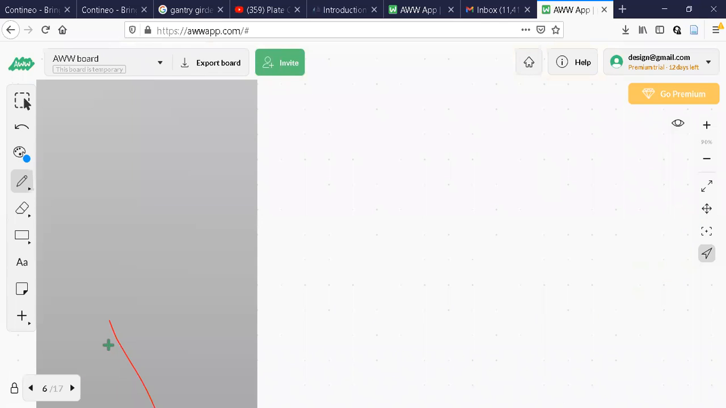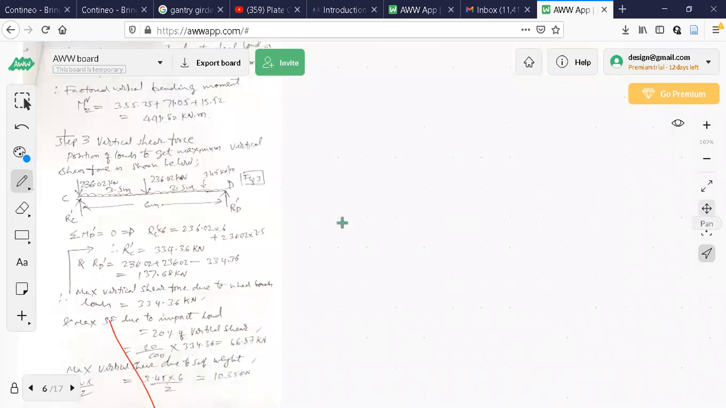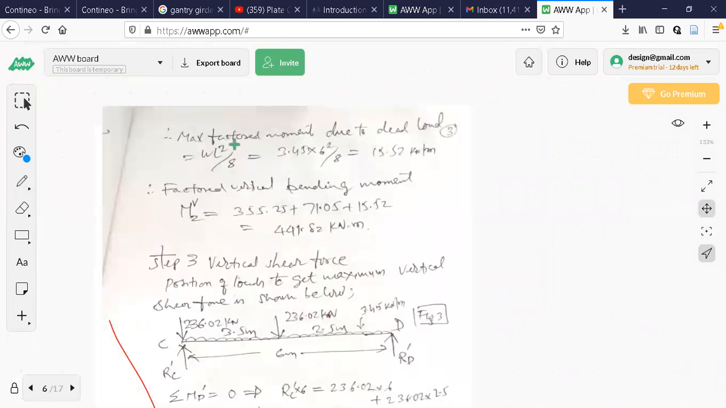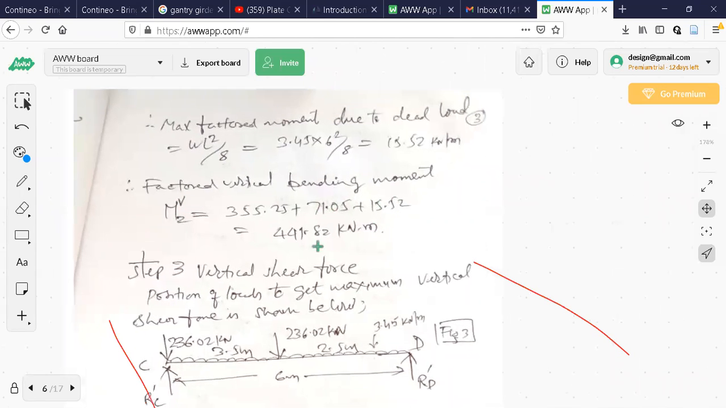You can see here. Now observe this diagram. Simply WL square by 8, because it is a UDL for a span of 6 meter, 3.45 into 6 square by 8. So all the three values I have calculated. Factored vertical bending moment, M_z^V, where superscript V means vertical moment. It is 355.25, 20% of this is 71.05, then WL square by 8 is 15.52. Total is 441.82 is the bending moment.